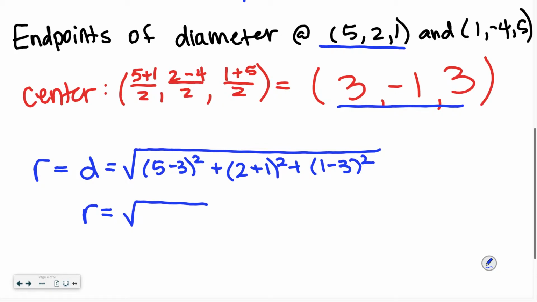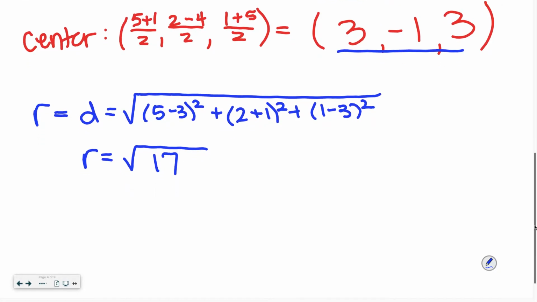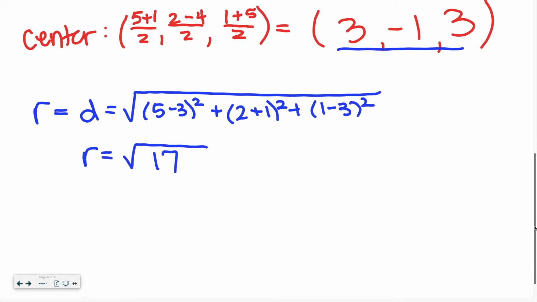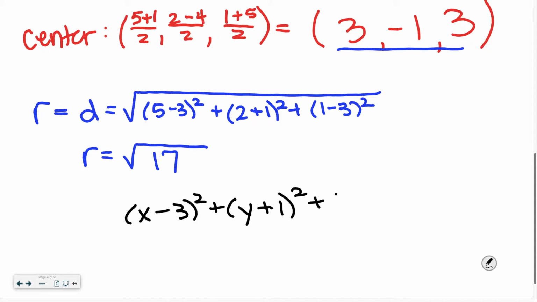What do these add up to be? 17? Can somebody confirm that? Yes. Okay, we have a triple check here. So now we have radius and we have our center. So we can write our equation to be x minus 3, the quantity squared, plus y minus negative 1, the quantity squared, plus z minus 3, the quantity squared, equals 17.